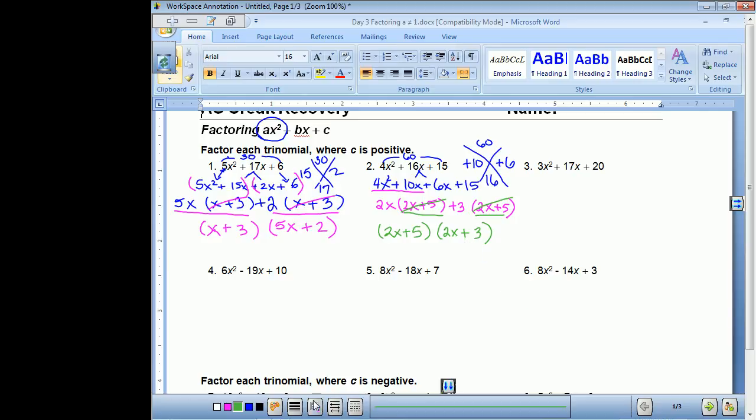Okay, I want you to try number 6 now. We're going to kind of skip around a little bit today. I want you to try number 6. If you're not sure what to do, because a lot of you were out, please ask. This one.